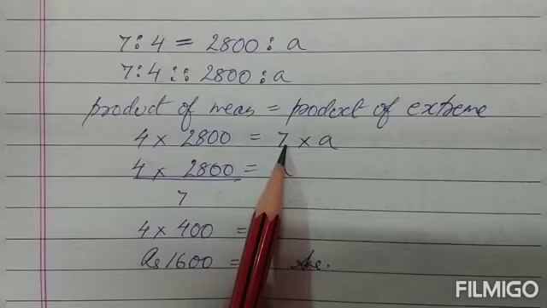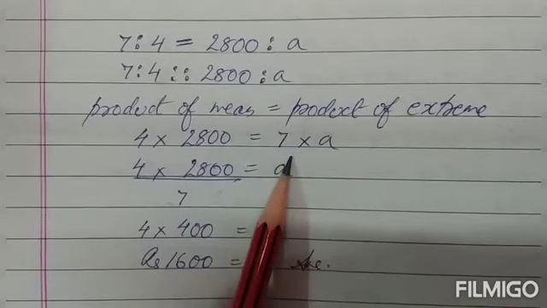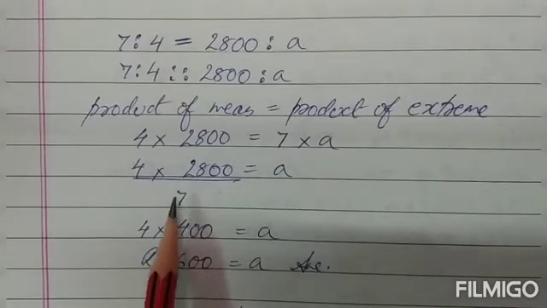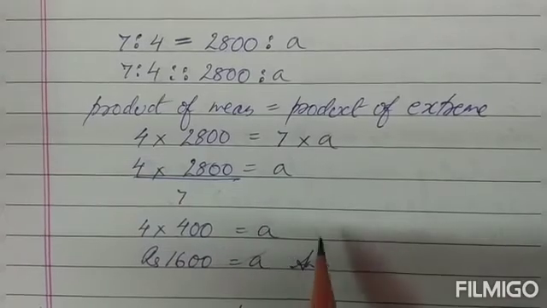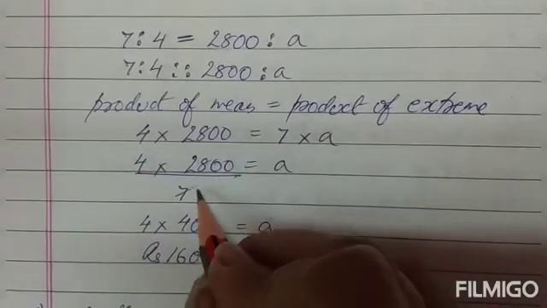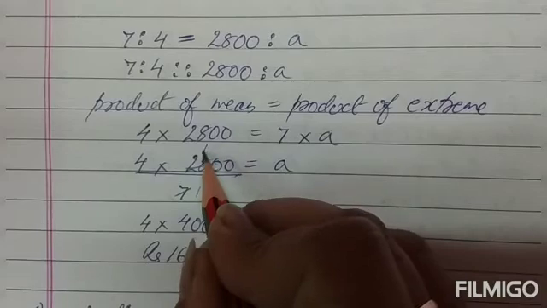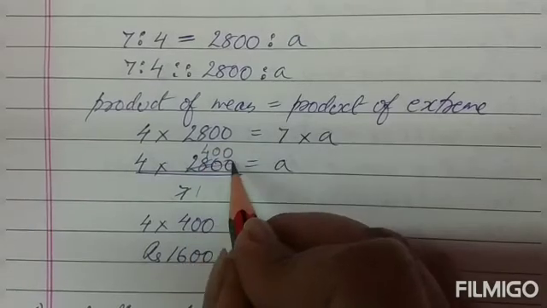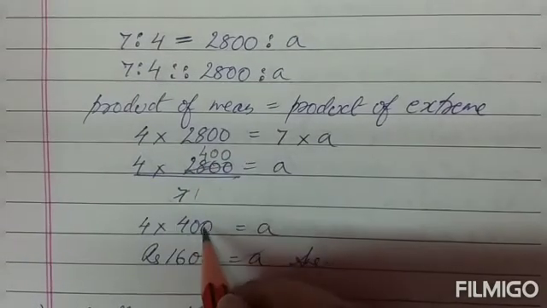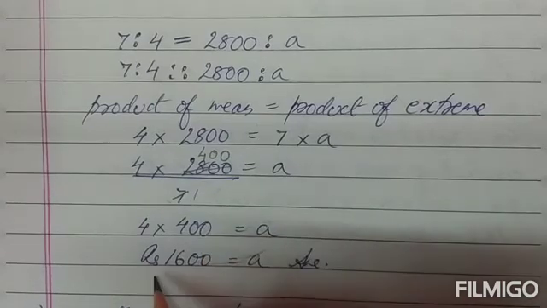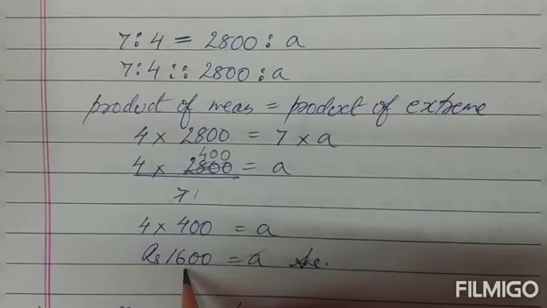Now this 7 will be brought on the other side. So from multiplication it will come in division. Now you can divide it, children, easily. 7 ones are 7 and 7 fours are 28 and 2 zeros over here. So 4 into 400, children, the answer is 1600. So 1600 is the cost of the other article.